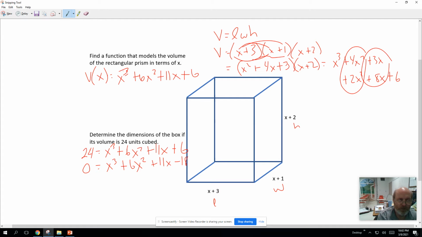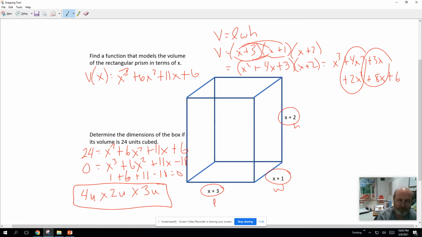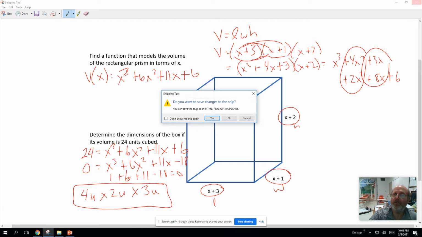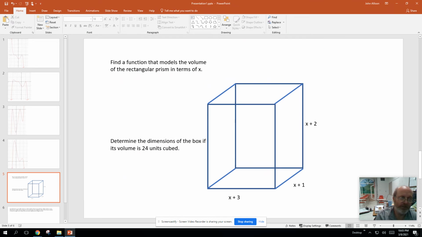And if we let x equal 1, we would get 1 plus 6 plus 11 minus 18, and that would equal 0. So x equals 1 is a solution. If x equals 1, then the dimensions are 4 by 2 by 3 units. 4 units by 2 units by 3 units. And that would be my dimensions. And that's a way that we can solve this polynomial equation. We have another one in here.